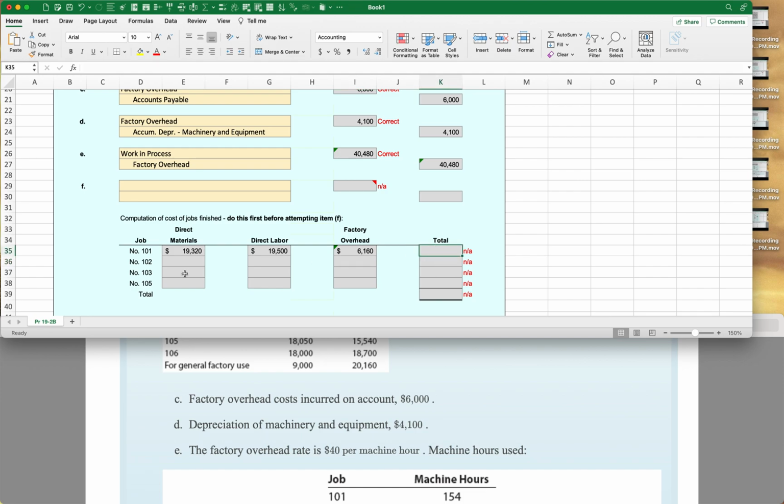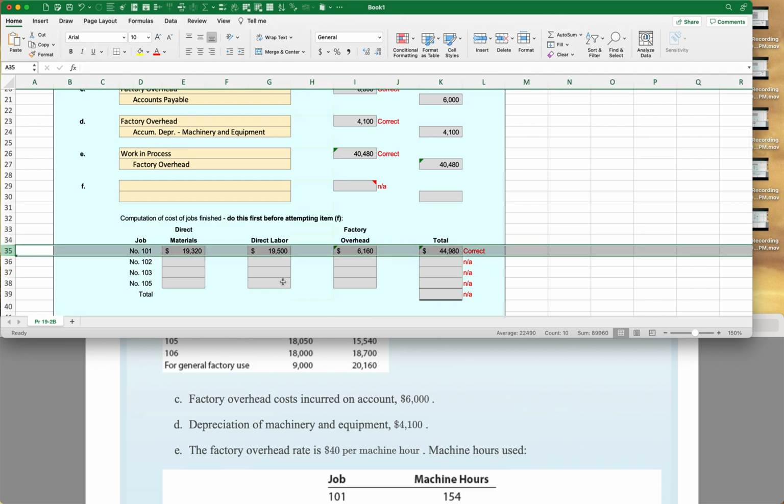And of course, if you add up all three of these, you should end up with the total cost that was incurred for job number 101 at $44,980. And again, why is this important? This is important because we want to bill a client in such a way that we are competitive, yet at the same time profitable, right? So having this information is key because it lets us be competitive and survive and still thrive.